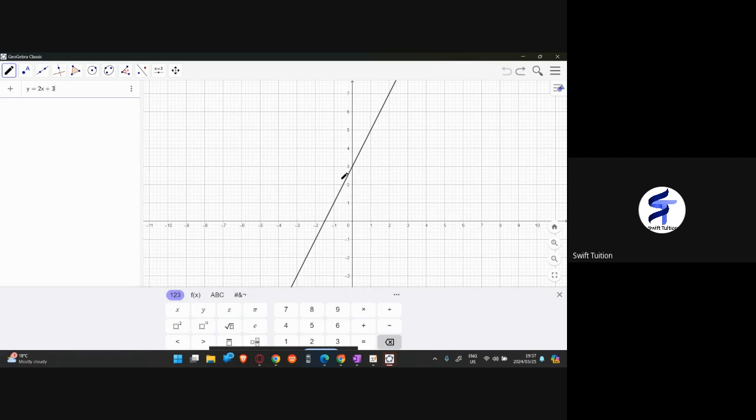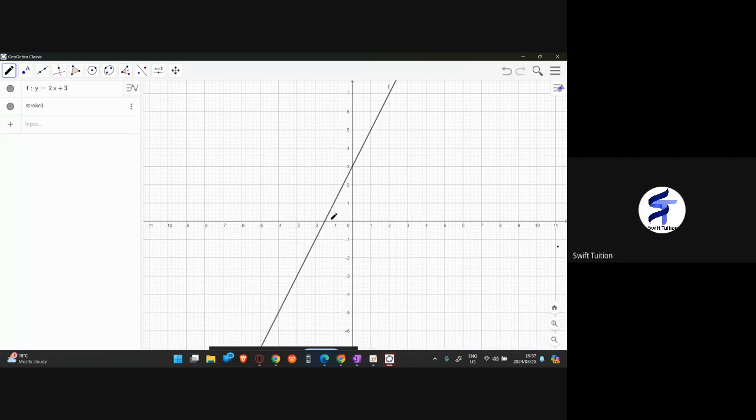Y is equal to 2x plus 3. You'll notice that the graph is going to be positive up until a particular point, specifically up until here. On this side we are going to be positive, but below this side we are going to be negative. So what is the absolute value going to do to this specific expression?